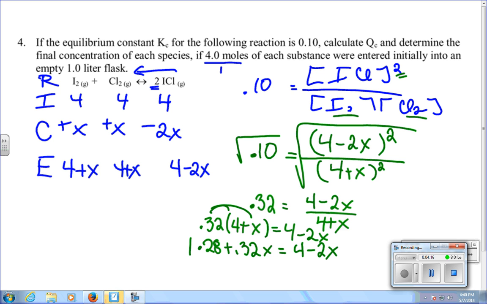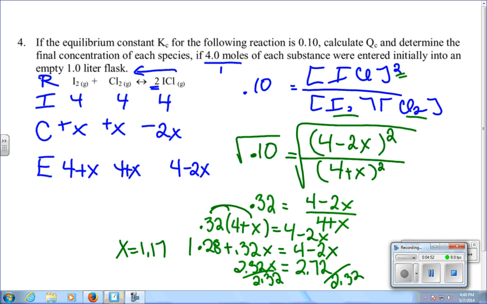Then I'm going to combine terms, and so I'm going to move the 1.28 to the other side and move the minus 2x to the other side. So I'm going to end up with 2.32x and 2.72. And then I'm just going to solve for x. So I'm going to divide both sides by 2.32. So I end up with x equaling 1.17.